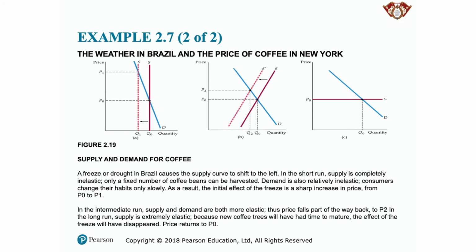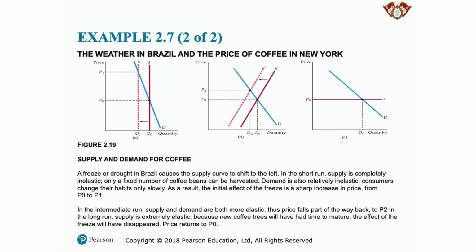Like this. In the intermediate run, supply and demand are both more elastic, so smoother than before, right? Compared to this one and this one. Demand curve, smoother than before, higher elasticity. So in the intermediate run, price falls part of the way back, to P2. P0 to P2. So price increases, but by less than in the very short run. Quantity, like this.